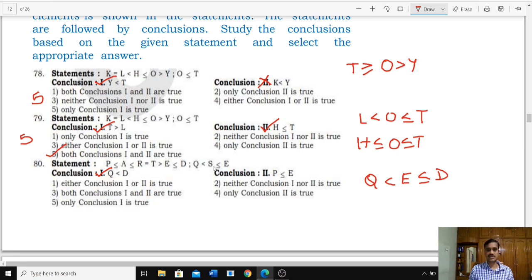Then coming to the second, P and E. P is here, E is here. The element which is common between these two is E. Now between P to E, first we need to move from P to E. Now in this P to E, there is one lesser than, one greater than. Two opposite symbols, no relation can be drawn. Only one is true. It is given in choice 5, question number 80.